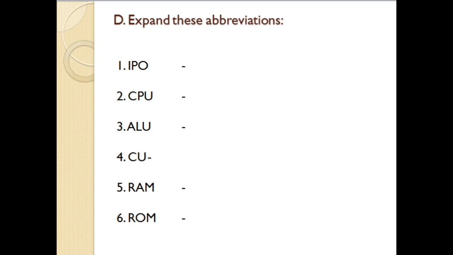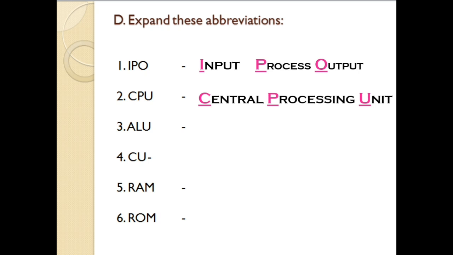In a computer, IPO is input, process and output. Okay, students. I refers to input, P refers to process and O refers to output. The next one is CPU. CPU means Central Processing Unit. Central Processing Unit. The next one is ALU.